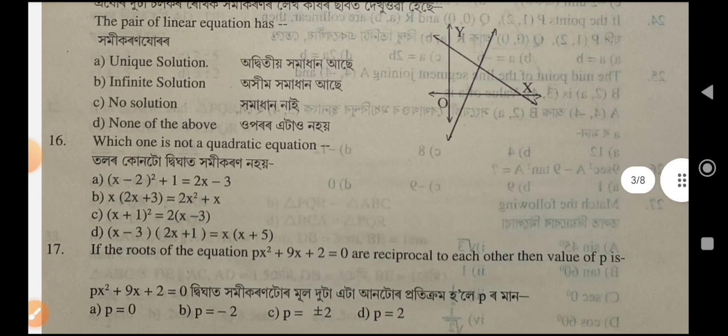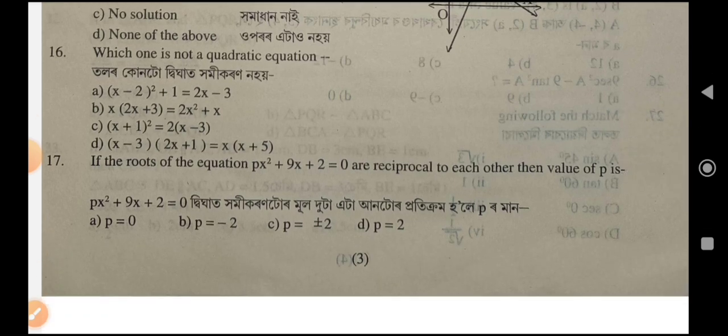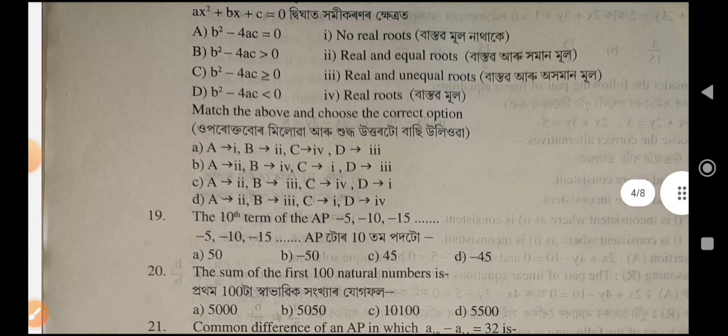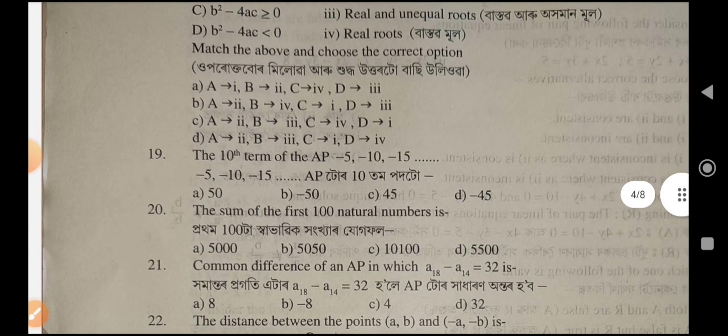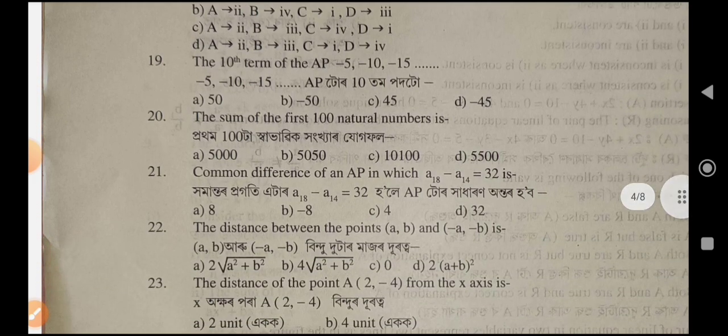Question number 16, the answer will be option B. Next, 17, the answer will be option D. Next, question number 18, the answer will be option C. Question number 19, the answer will be option B. Next, question number 20, the answer will be option B.